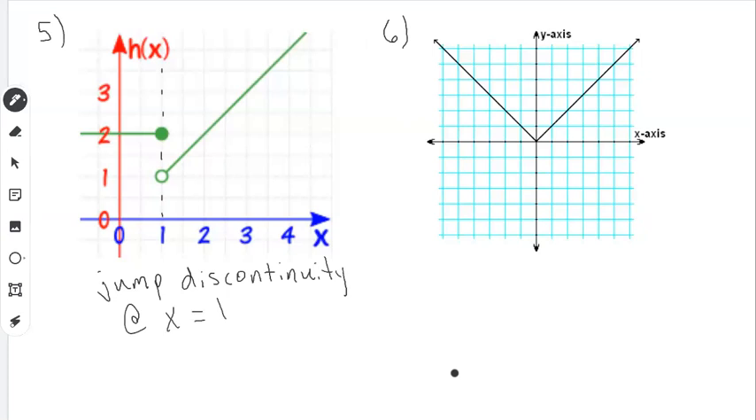Okay. How about number 6? Number 6. You've seen this function before. I guarantee you. What type of discontinuity does it have? Is it removable? Is it jump? Or is it infinite? Or does it have no discontinuities at all? But if it does, what type is it? And where is the location on the x-axis? This is actually the absolute value function, right? So you're graphing y equals absolute value of x, and you get this V shape.